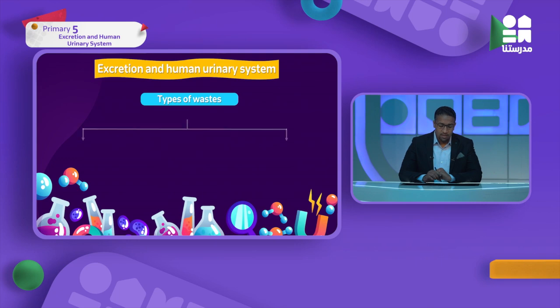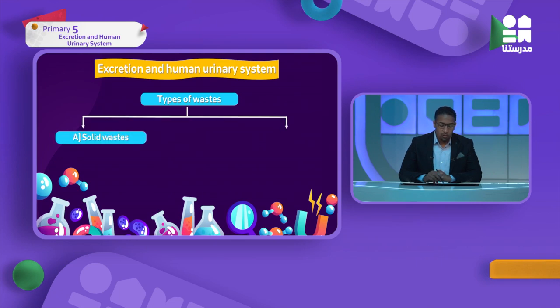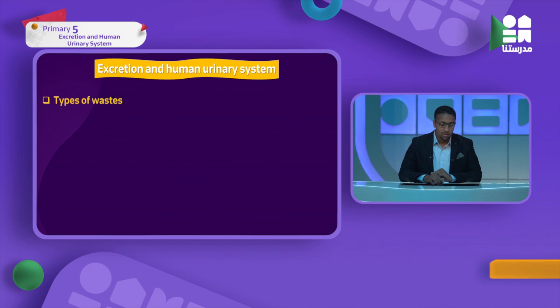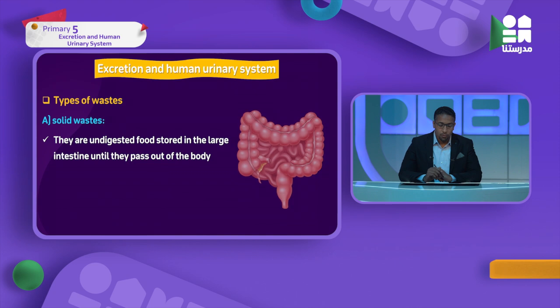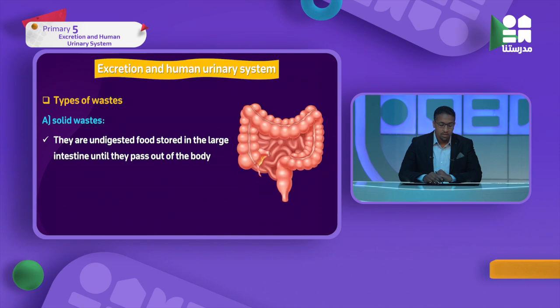Types of wastes, as we said, are solid wastes and excretory materials. We will study each of them. Let's start with solid waste. Solid wastes are undigested food stored in the large intestine until they pass out of the body. So they are undigested food stored in the large intestine and we get rid of them or eject them out of our body. بنتخلص منهم.